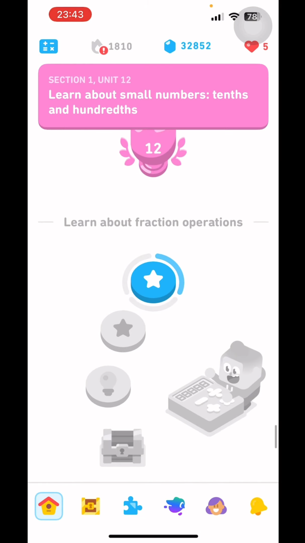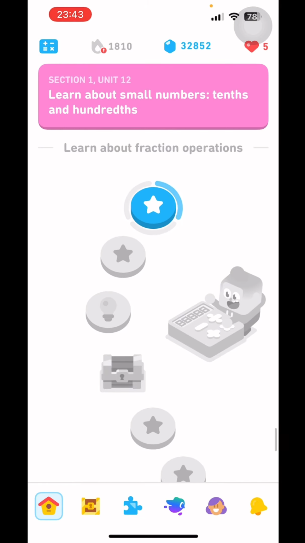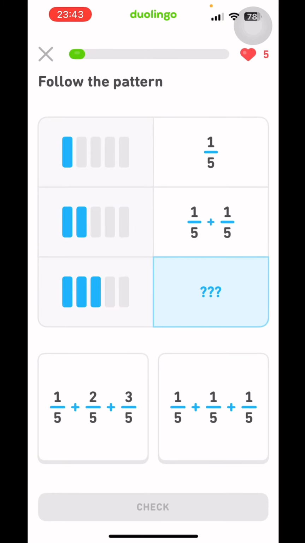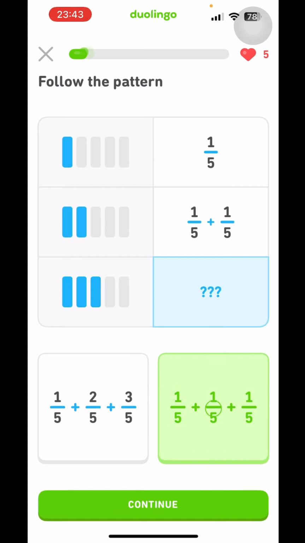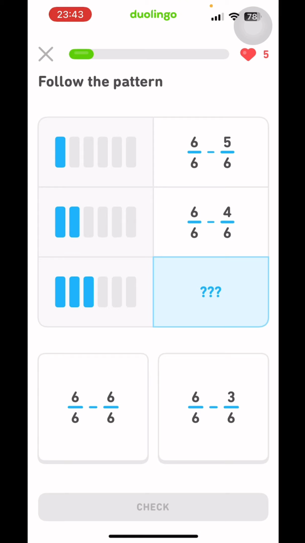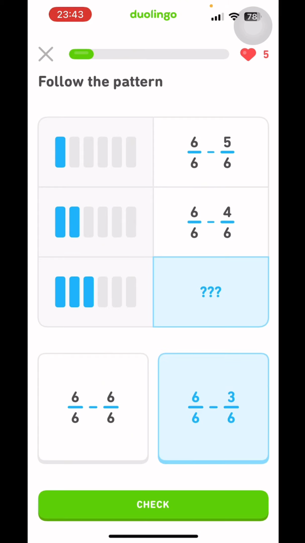Not sure what happened. Nevertheless, let's just do it. Okay, 1/5, 2/5, 1 plus 2, 3/5. Okay, 3/6, which is half.